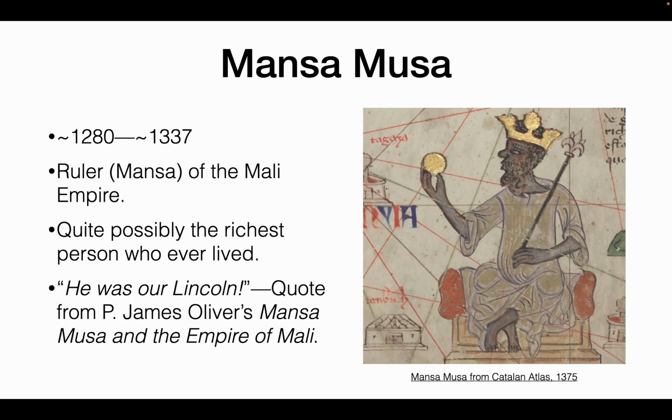So here is Mansa Musa, who lived from about 1280 to about 1337. You might notice little tildes there. That little tilde means that we think he lived from about this time to about this time. He was the ruler of the Mali Empire. Musa was his name. Mansa is his title. It basically means ruler. And like we said, he is quite possibly the richest person who ever lived. According to Mansa Musa and the Empire of Mali, he was called, by later historians of course, the Lincoln of these people. Lincoln wasn't going to be alive for another 600 years, but he was the Lincoln to many of these people.